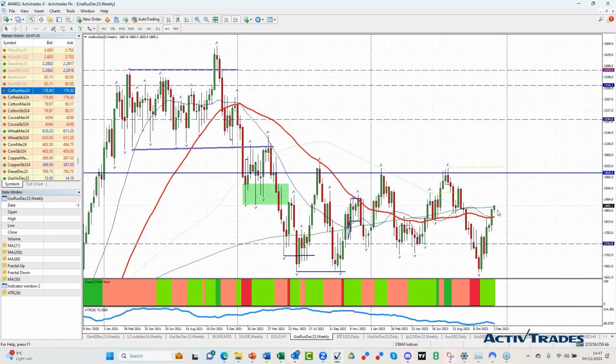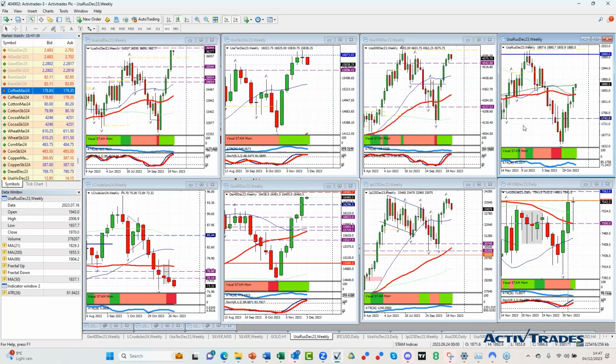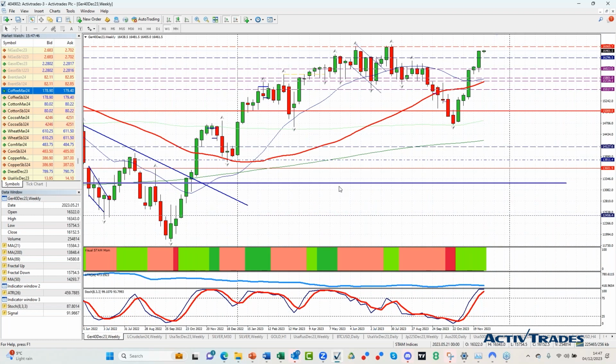And what has confirmed that is, if we look at the Russell on the weekly chart, the Russell has been lagging the other three indices, but we're finally back above the 50. That's finally the bullish move that is happening there. And as I said earlier, that bullishness is even coming through into the DAX.